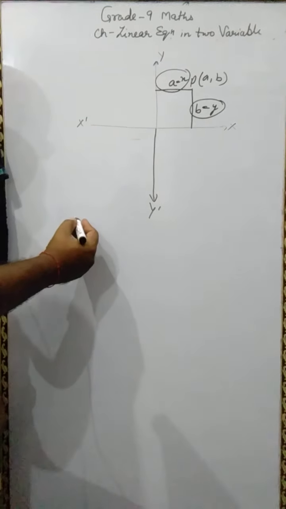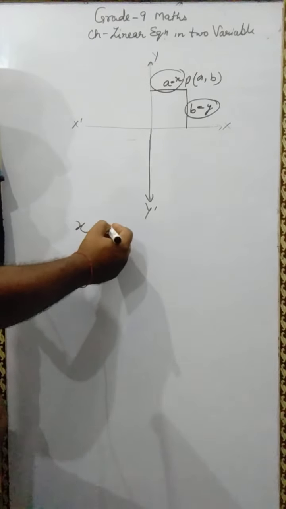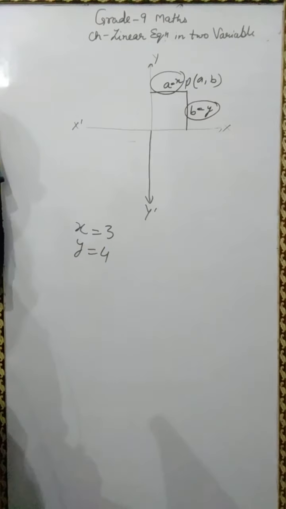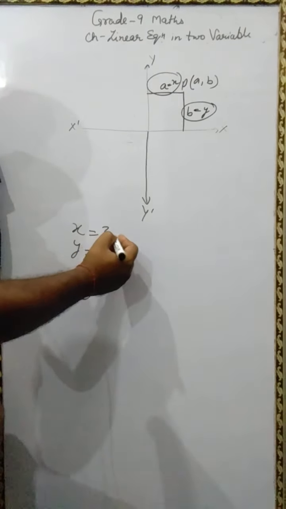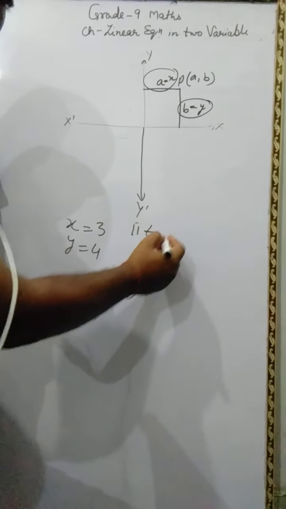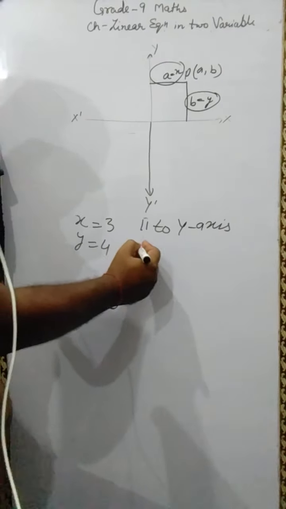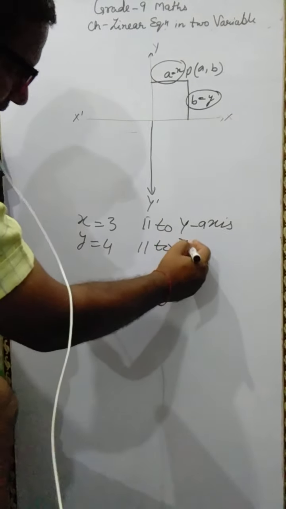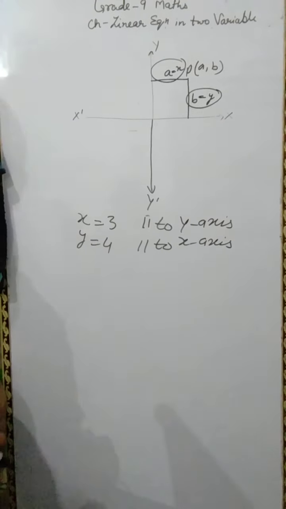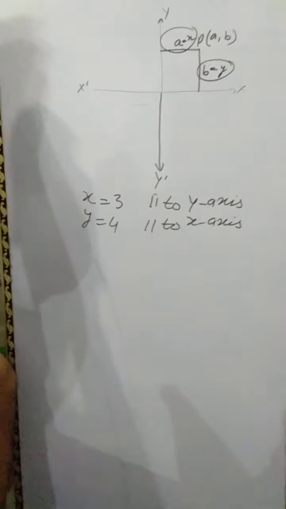The next point was, if a line is given, like x equals 3 or y equals 4. If it is given x equals 3, then this will be parallel to the y axis. If y equals 4, then this is parallel to the x axis. I can draw this figure very simply. Wait a minute.